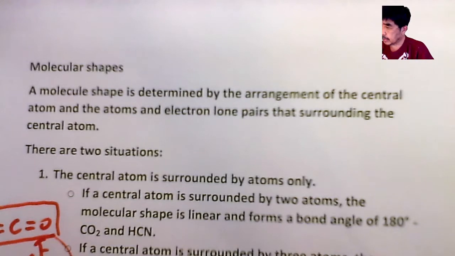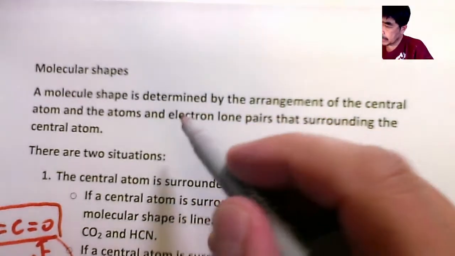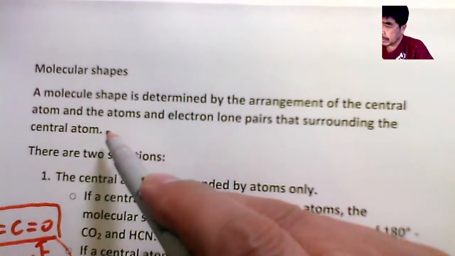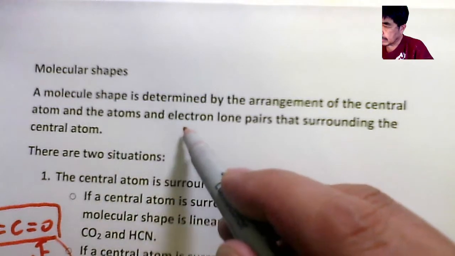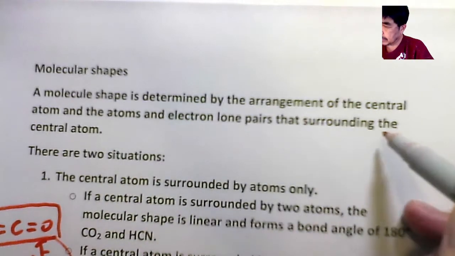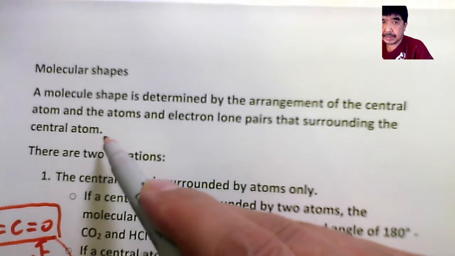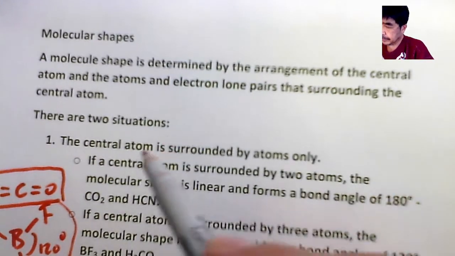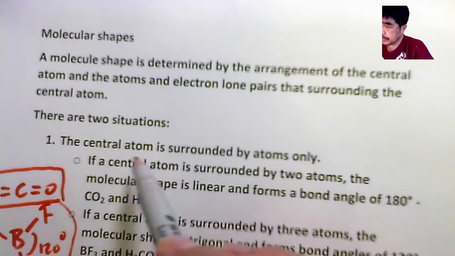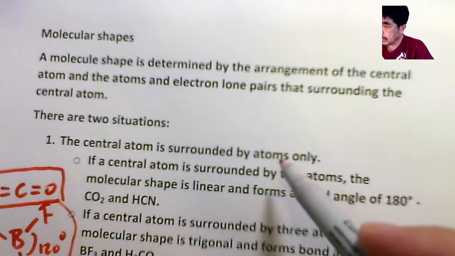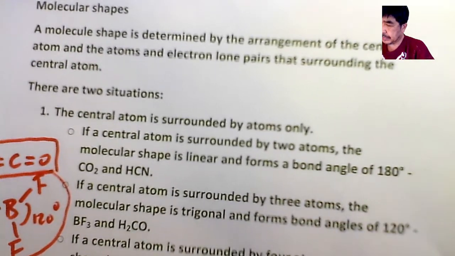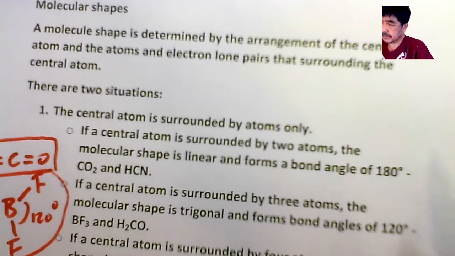Okay, let's take a look at molecular shape. A molecular shape is determined by the arrangement of a central atom and the atoms and electron lone pairs that are surrounding the central atom. We have two situations here. The first one: the central atom is surrounded by atoms only. In this situation, we have three molecular shapes.